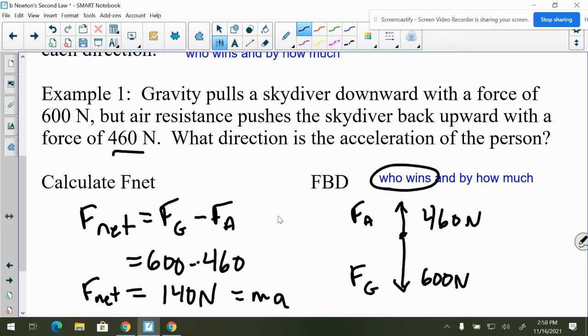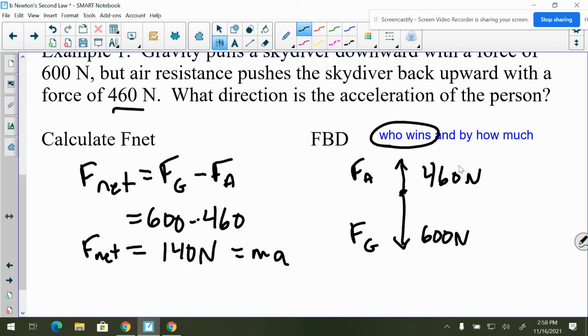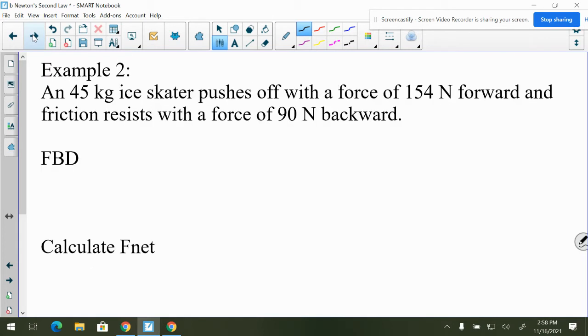So the key thing to starting Newton's second law problems is figure out what the net force is, and the net force is always the big one minus the little one. That's why the free body diagrams are important, so you can draw the picture from the question. Okay, so the concept of net forces is pretty simple. You're just trying to figure out who wins and by how much.